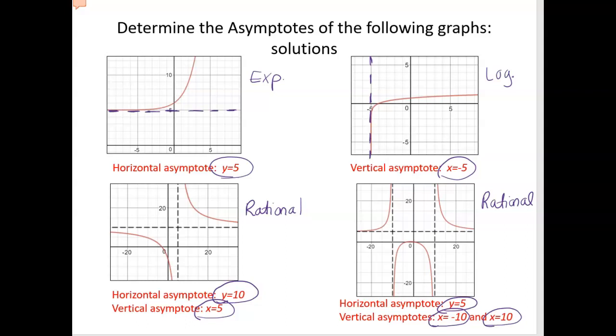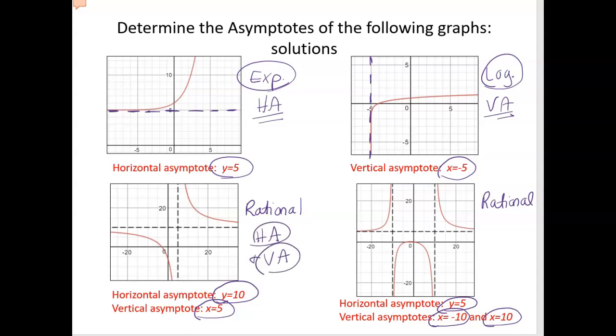So quick recap, remember your exponentials are always going to have that horizontal asymptote. Your logarithms are always going to have that vertical asymptote, and your rationals are going to have a horizontal and a vertical. They're going to have both.